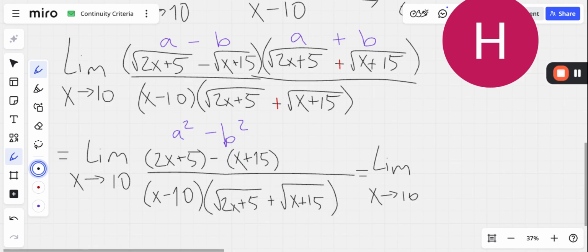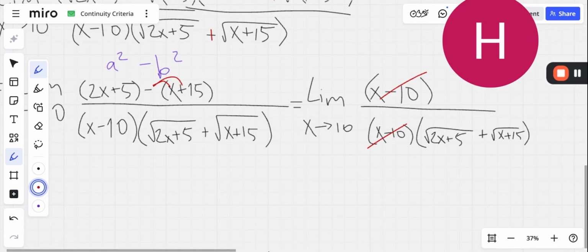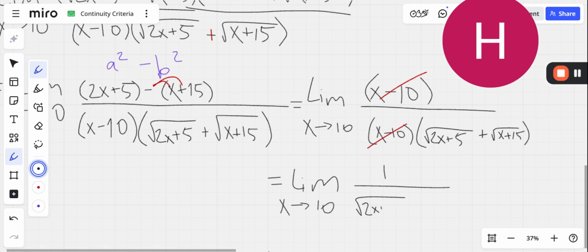Let's see what happens when we properly distribute the negative. We get 2x minus x, and we get 5 minus 15. Look at that, x minus 10 perfectly matches the factor we have in the denominator. So that is what we want. We want to be able to cancel this x minus 10 factor, because it's the issue with plugging 10 in. It was the problem. That's what was causing a 0 over 0. Now we do not have a 0 over 0 situation. Now we can totally plug in x equals 10 and not have any issues.